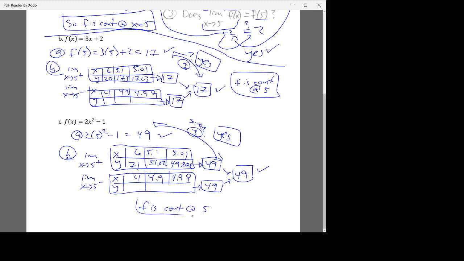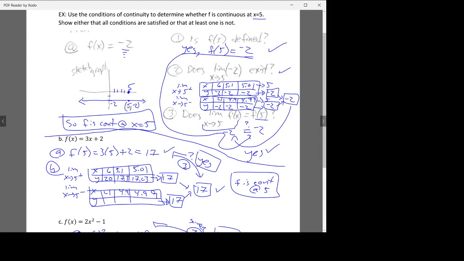The other thing you could do is look at these formulas and say, well, is there any reason to think it's not continuous? Is there any division? There's no division. Is there any square roots? No. So it's continuous everywhere. Therefore, it's continuous at 5. But this is the by-the-rules method.